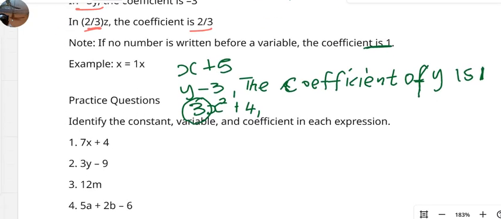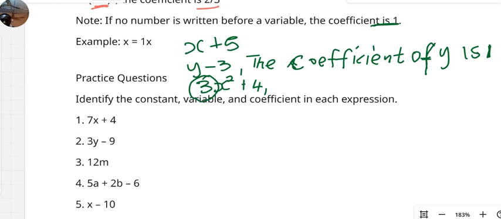So before we go, let's look at the expressions in these questions now. This is question 1. Let's identify the coefficient of x. First, let's identify the constant. What is the constant in this expression? The number that is standing alone. And the number that is standing alone here is 4. So in this question 1, the constant is 4. It's very easy.